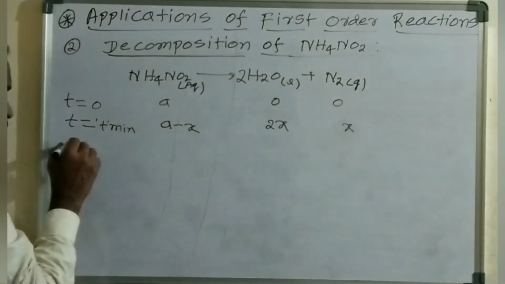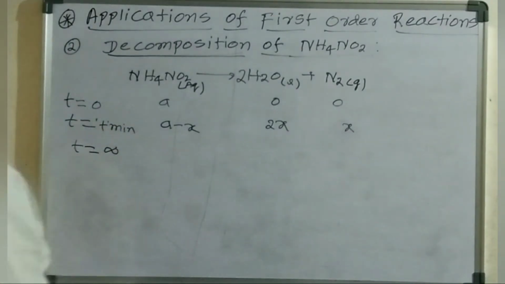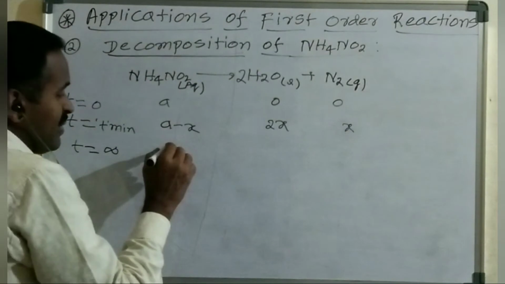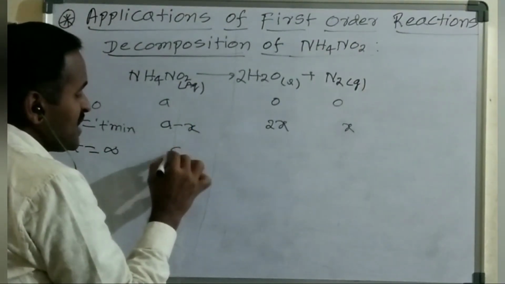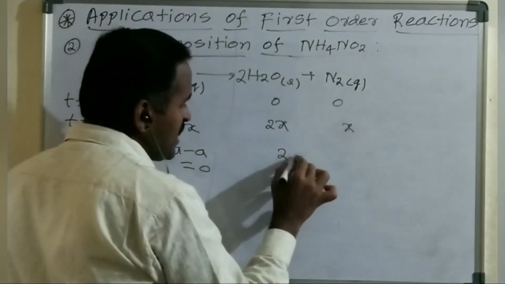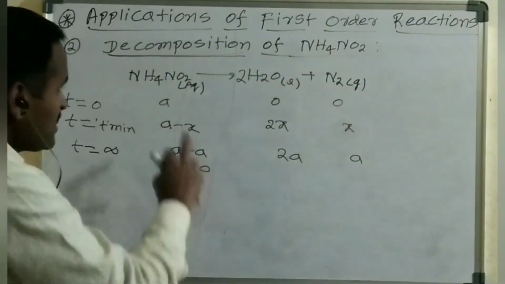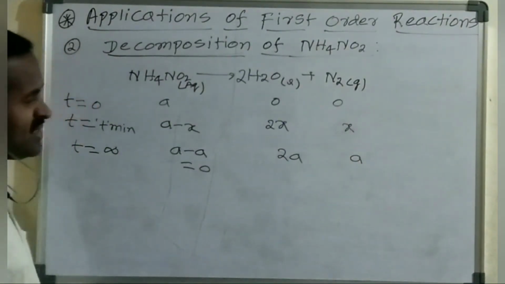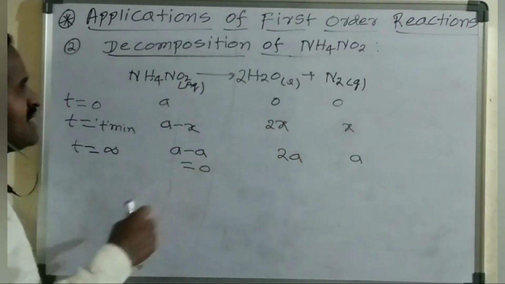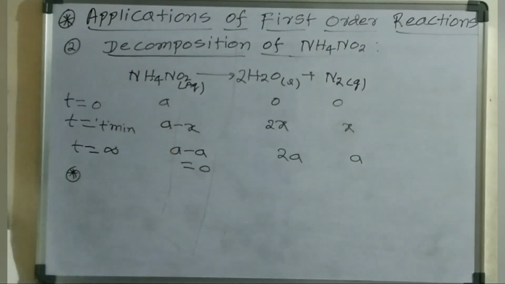At time t equals infinity, the ammonium nitrate concentration becomes a minus a, which equals 0, the water becomes 2a, and the nitrogen becomes a. The progress of the reaction can be followed by measuring the volume of nitrogen gas formed during the decomposition of ammonium nitrate.